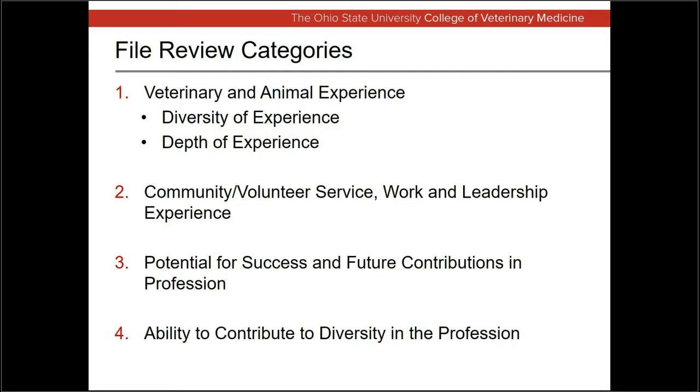Now I'd like to take a few moments and review your file categories. One would be veterinary and animal experience. We'll talk more on this in just a minute, but it's important to note that that's broken into two categories: diversity of experience and depth of experience. Secondly, community and volunteer service, work and leadership experience. Third, potential for success and future contributions in the profession. And lastly, ability to contribute to diversity in the profession.